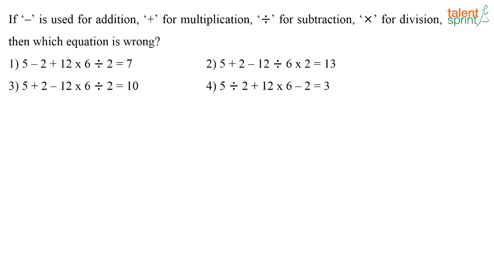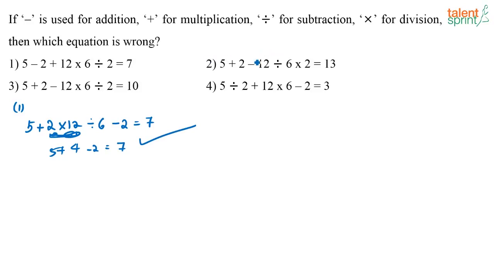See, how do you check it? If I'm taking option 1, what will I do? Minus is used for addition, correct? So option 1 is nothing but 5 plus 2 into 12, into is used for division, 6, division is used for subtraction, this is equal to 7. So here I have 12 by 6, that is 2. Two 2s are 4. So 4 plus 5 minus 2, which is equal to 7. So option 1 satisfies. Like this you have to check each and every option.